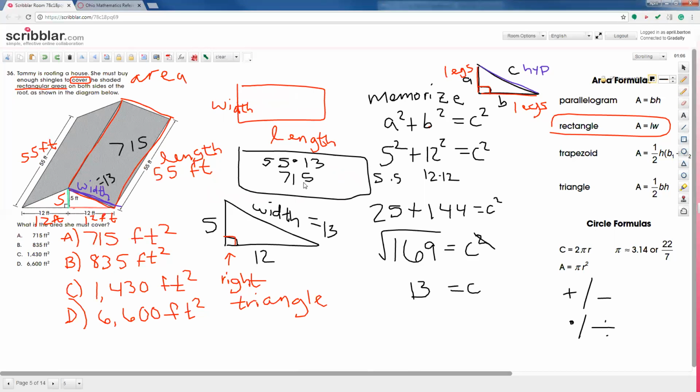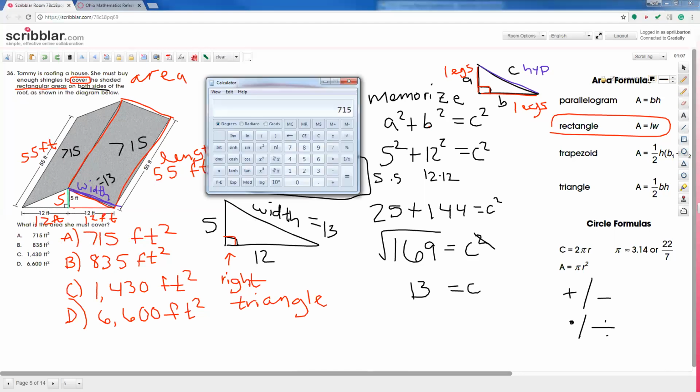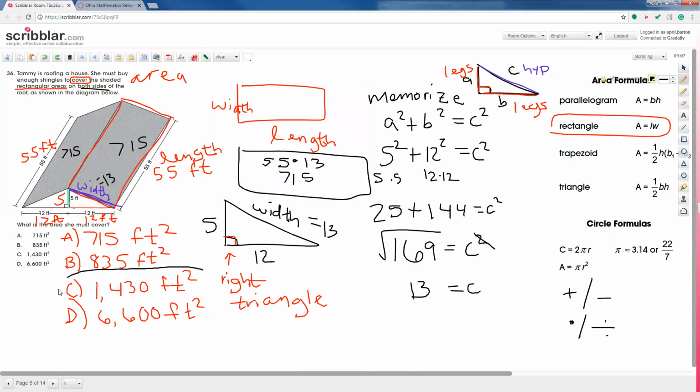Again, we have to make sure we're finished, even though 715's on our answer list. Answer choice A says 715. It says both sides of the roof, area of the entire roof. We only found the area of one side. Since both sides will have the same area, we can just add the two sides together. 715 plus 715 is 1,430. I'll circle the one that I wrote out so you can see it a little bit better.